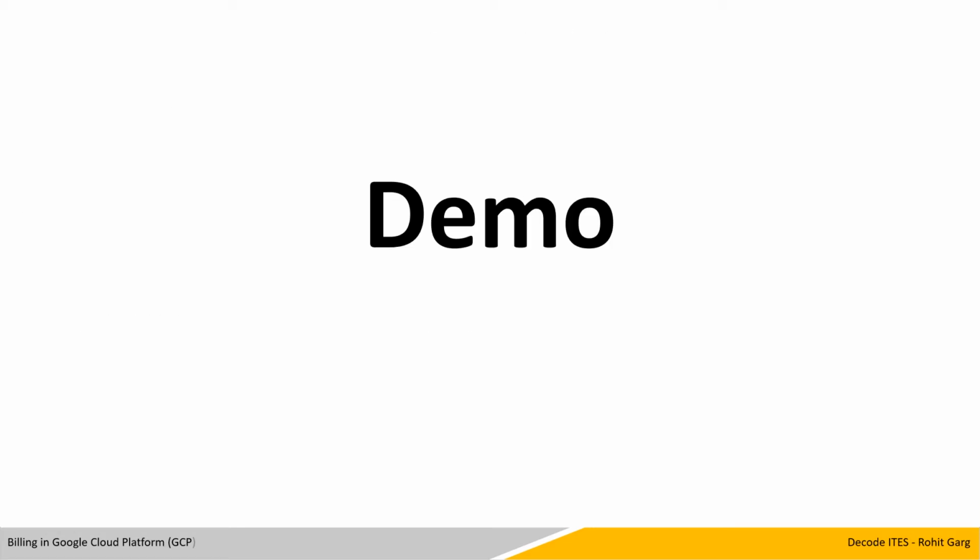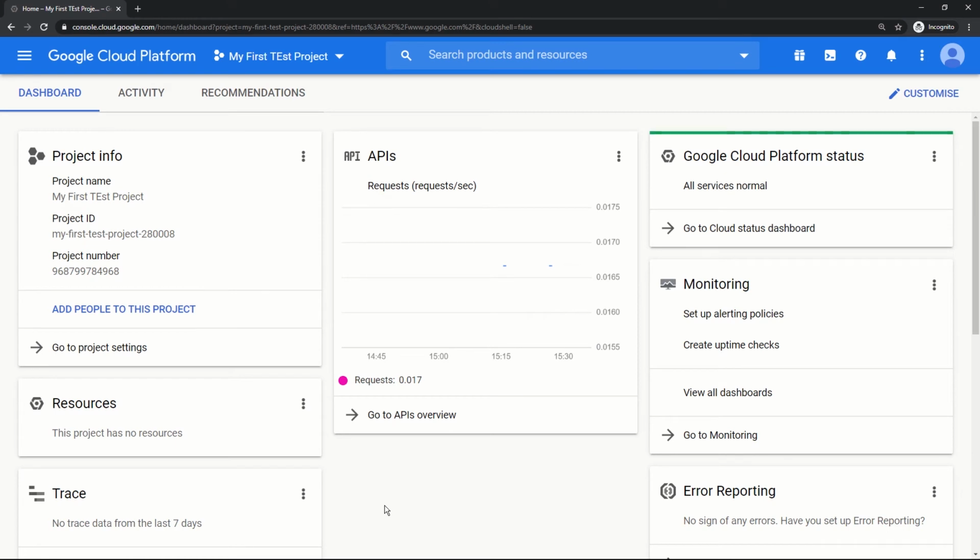So let's start with the demo. In this demo, we will review the Google Cloud Billing Account, what all options are available in billing account management, how we can set up a billing alert, and how we can set up a billing data export. For this, first you need to log in to your Google Cloud Platform. I'm not taking you through the login process again because I think we are familiar with that.